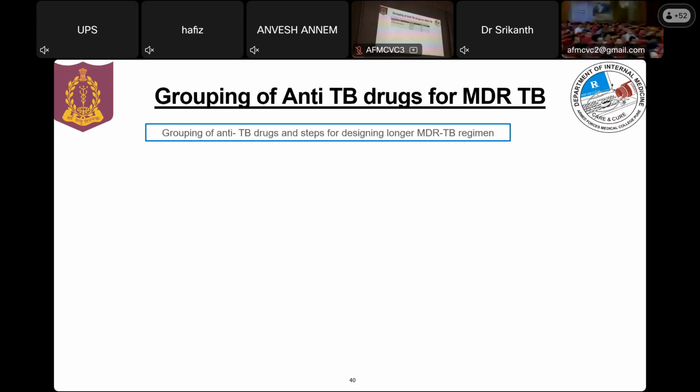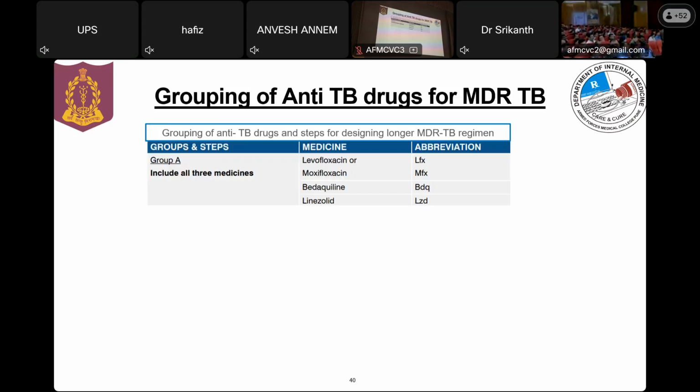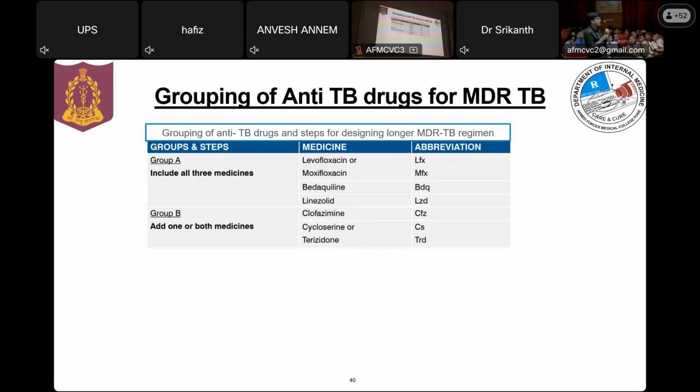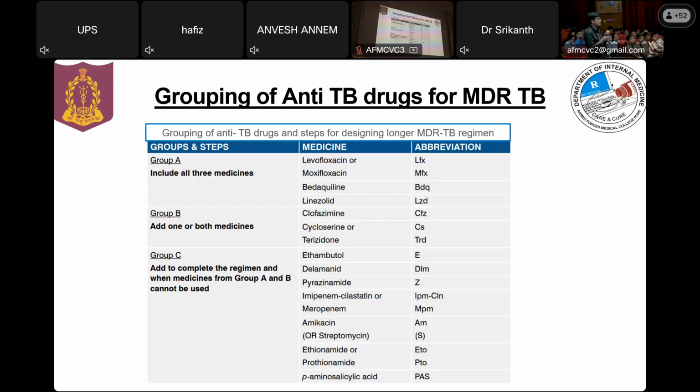Group A has levofloxacin, linezolid, and bedaquiline, sir. Then Group B has clofazimine, cycloserine, and then the other drugs, the high-dose isoniazid, delamanid, pyrazinamide, amikacin, these are included in the Group C drugs, sir.